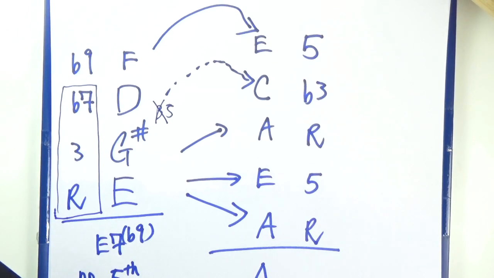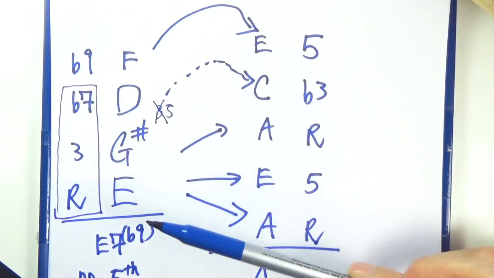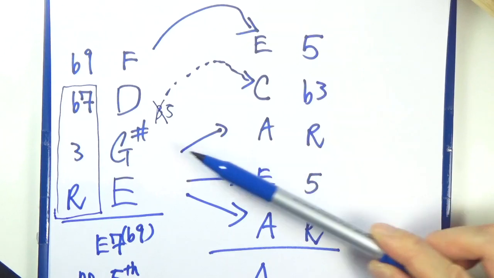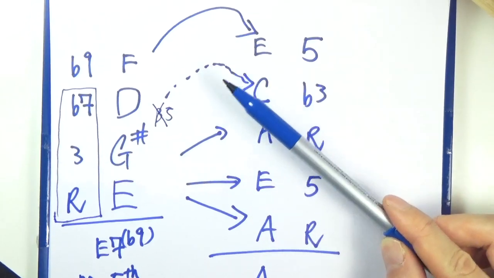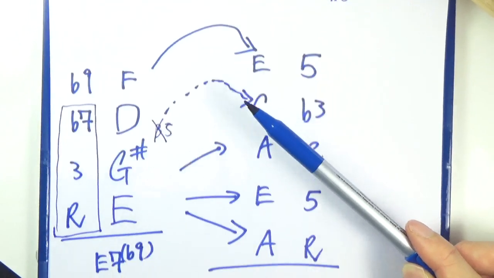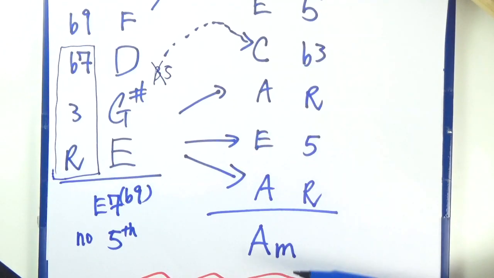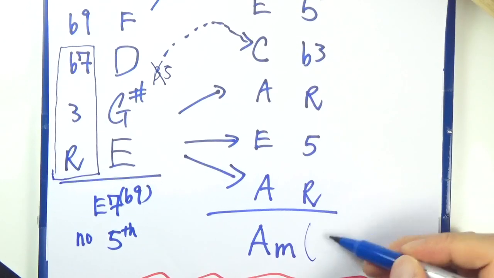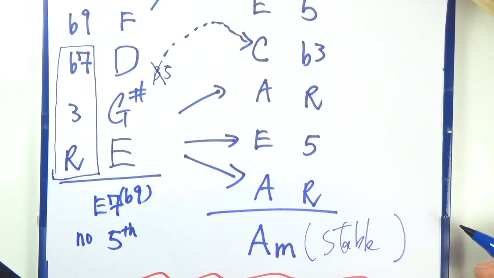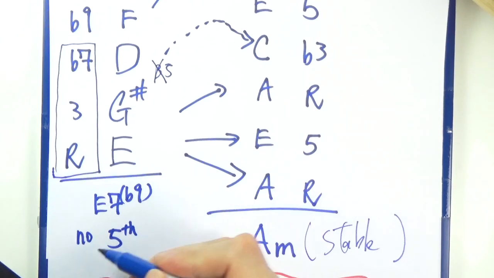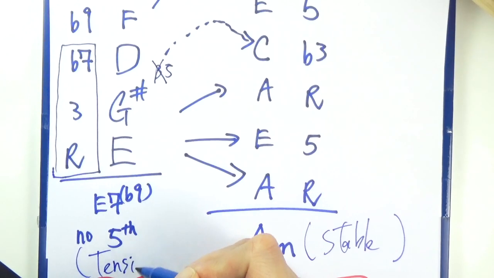And we again point out the resolutions here. E going to A, going to E, G sharp going up to A, no 5th, so D down to C, F down to E, and that would again be an A minor triad. So again, that's a stable sound, a stable arrival chord. And we have a lot of tension.